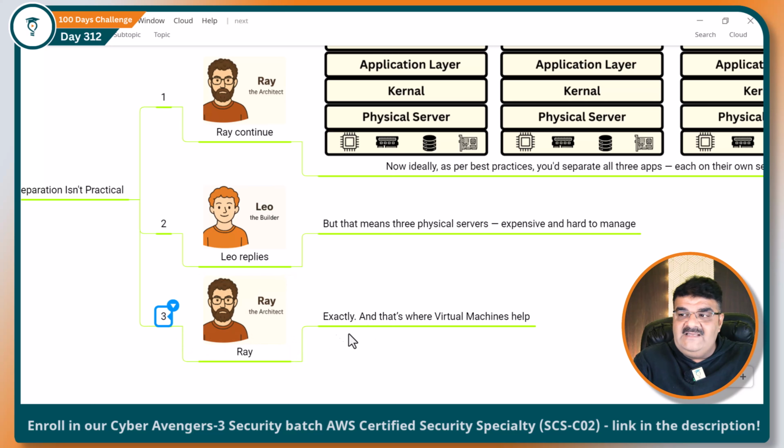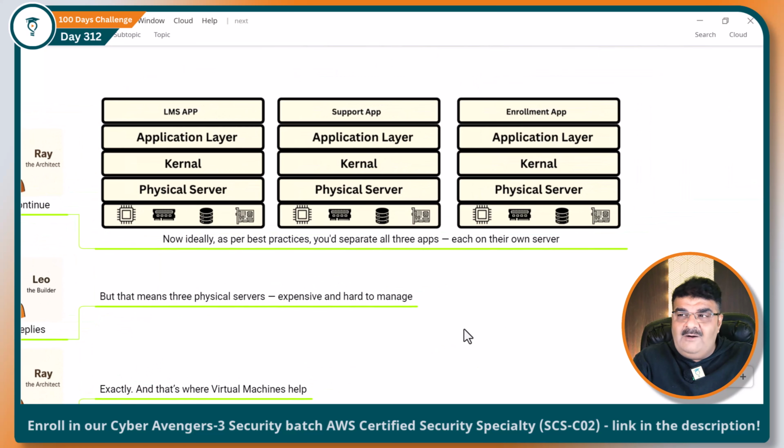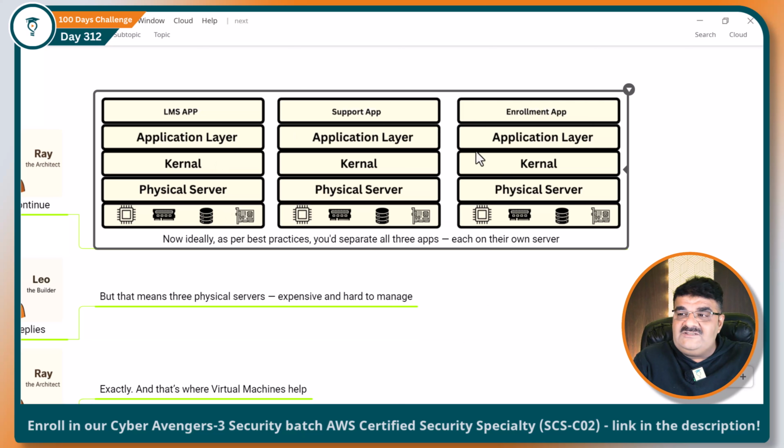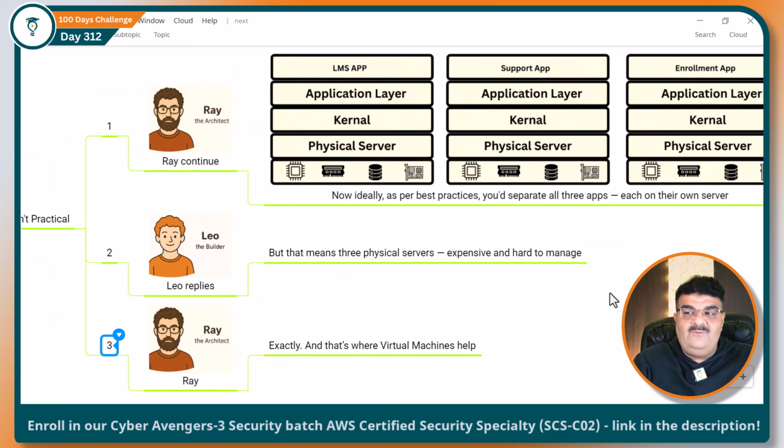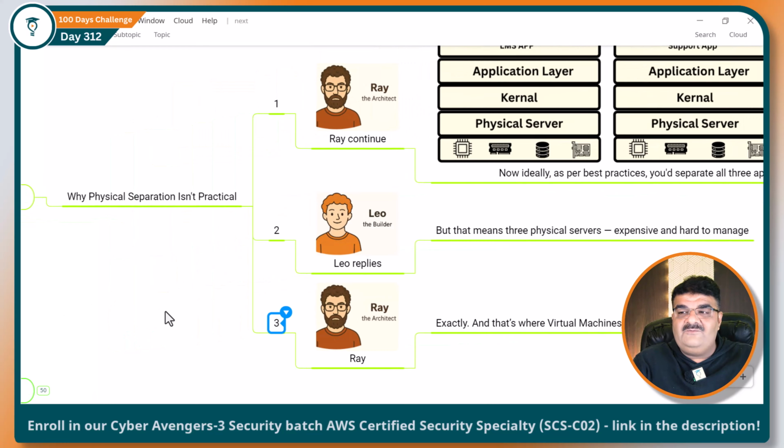Now what Ray is saying exactly, and that's where virtual machines help. If we are talking about the era before 2000, this was the scenario. If I have 3 different applications and I want isolation, I have to purchase 3 physical servers and run each application on a different physical server. But virtual machines solve this problem. How? Let's understand this from Ray as well.